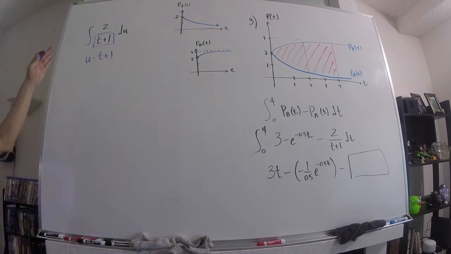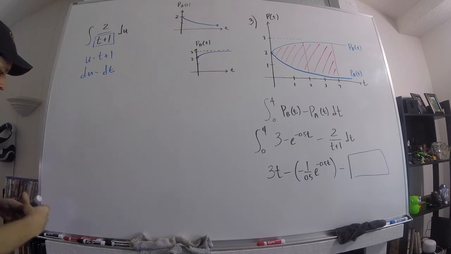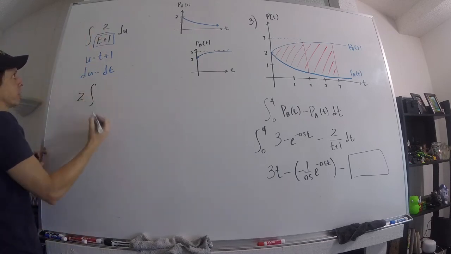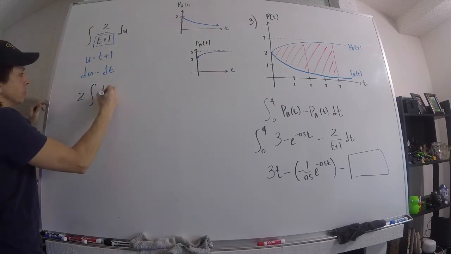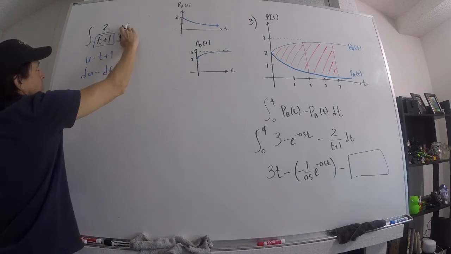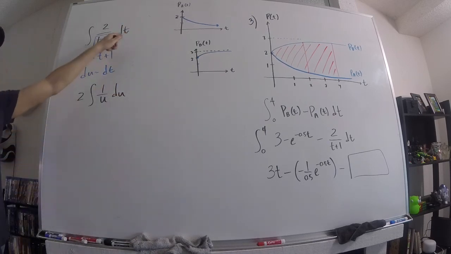The 2 I'm going to pull out anyway, so the 2 is just a constant that I can pull out, which I will. du is equal to dt. And I'm ready to go. 2 comes out. I'm left with 1 over u. And then dt converts to, wait, what did I just write? Sorry, it was a dt originally, and I'm converting it to du.